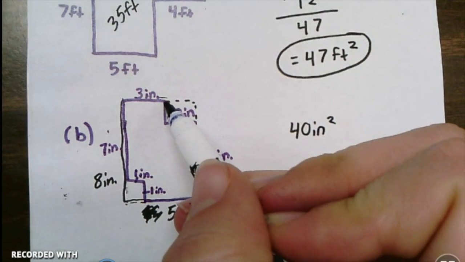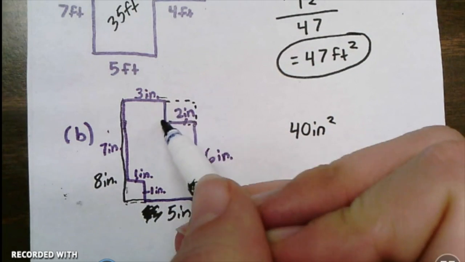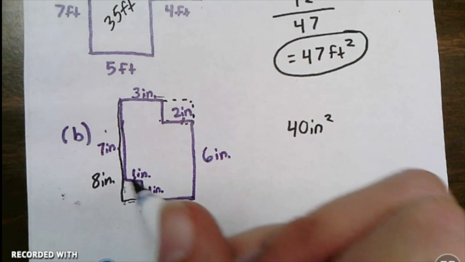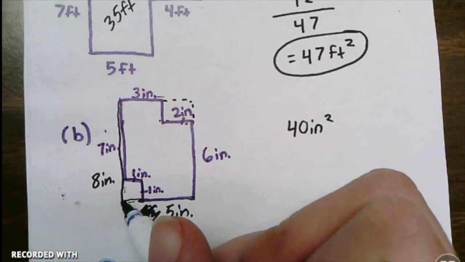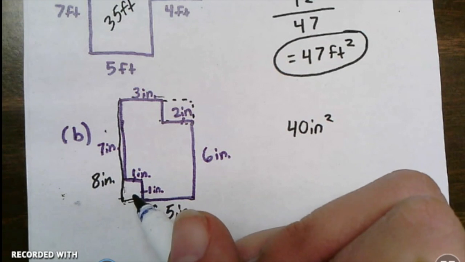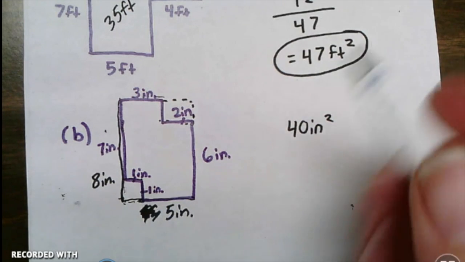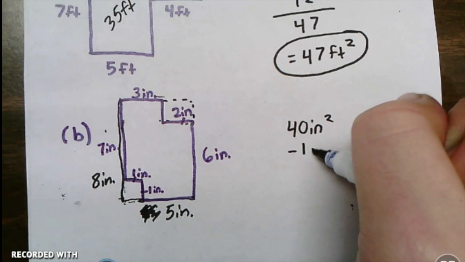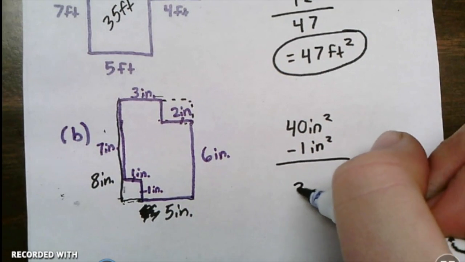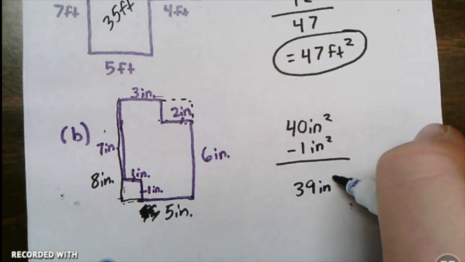And now I need to subtract these little tiny pieces. Okay, so we've got over here, this rectangle is just a 1 by 1, which means that its area is just going to be 1. So we're going to subtract 1 inch squared for that one. And so now we're at 39 inches squared.